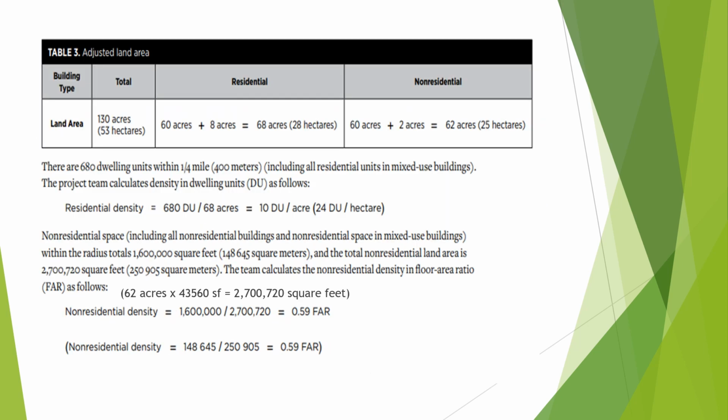The residential density is 10 dwelling units per acre. The non-residential density can be calculated in floor area ratio. Floor area ratio is the density of non-residential land use exclusive of parking, measured as the total non-residential building floor area divided by the total buildable area available for non-residential structures. For example, if a site has 10,000 square feet of buildable area, the floor area ratio would be 1.